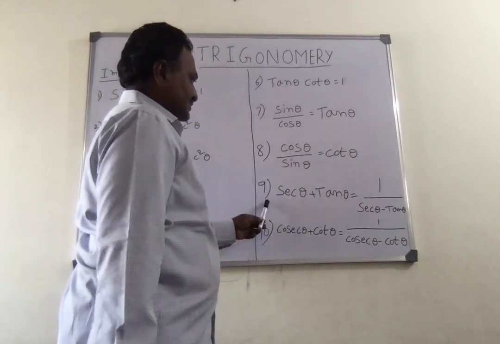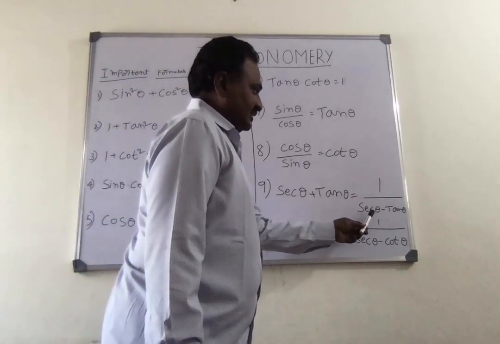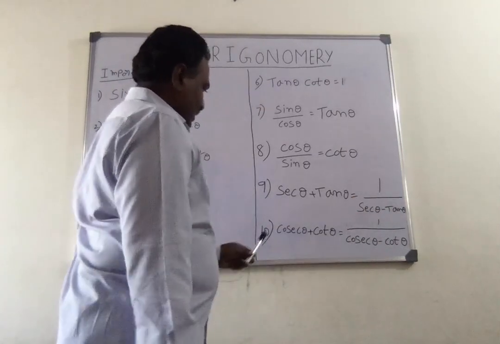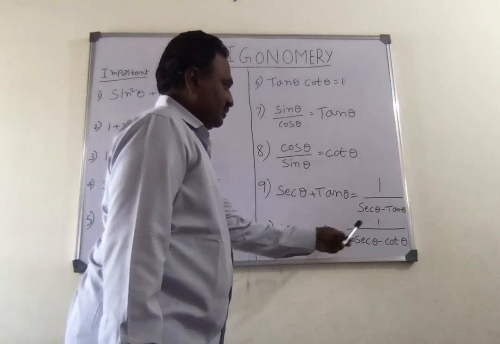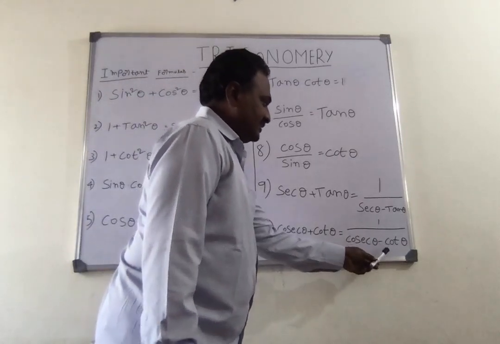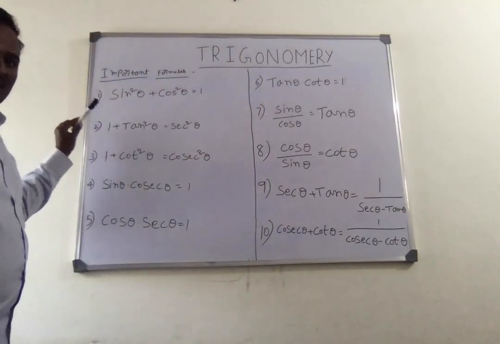And ninth one is secant theta plus tan theta equal to 1 by secant theta minus tan theta. And tenth one is cosecant theta plus cot theta equal to 1 by cosecant theta minus cot theta. This is the total important formulas of trigonometry.